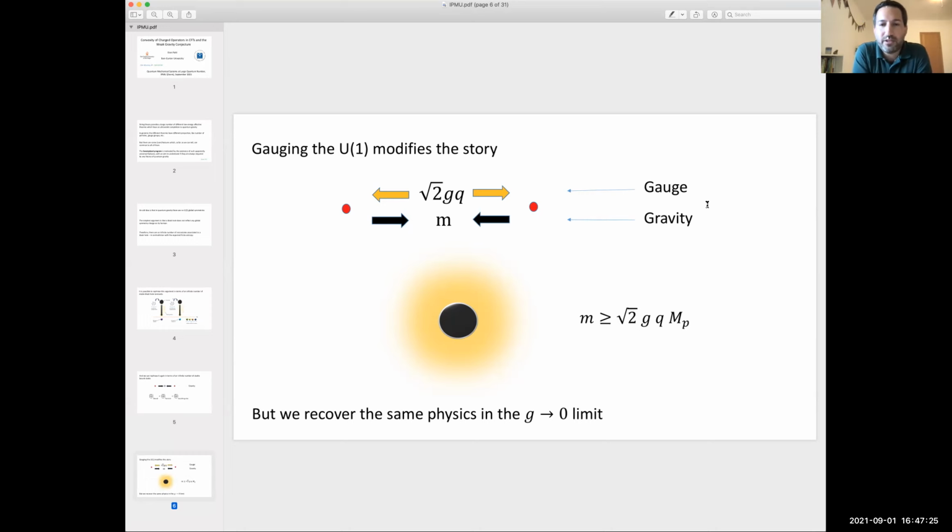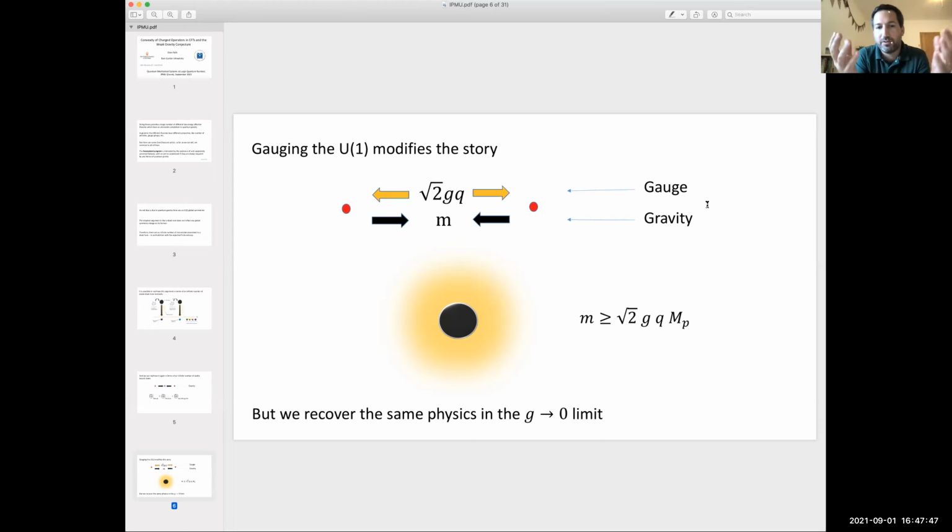And if we gauge the U1 symmetry, then the story changes, because now if you put the particles next to each other, there is not just a gravitational attractive force, but there's also a repulsive force due to the gauge interactions, due to the fact that you've gauged the U1. So now there's something fighting against this bound state.